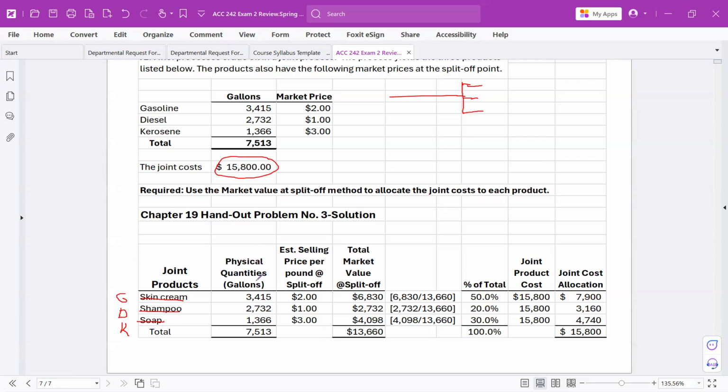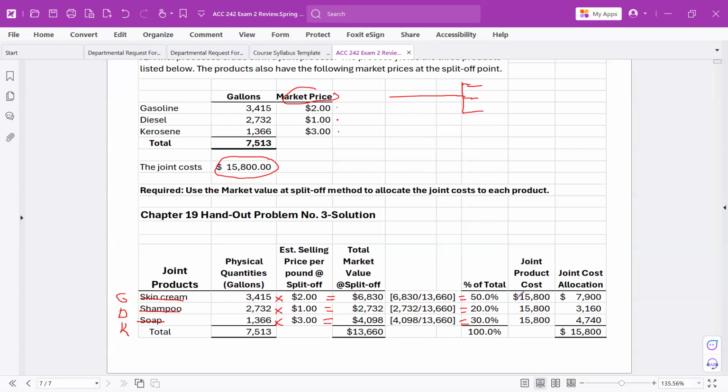So the physical quantities are listed here, and you want to multiply times the market price, right? The $2, the dollar, and the $3. So the quantity times the price gives you the market value, and you want to do that for each of these three products. And then once you get that market value, you're going to use the market value to determine the percentage. So the 6830 divided by the 13660, that gives you 50%. And the 2732 divided by the 13660, that gives you the 20%. And then the 4098 divided by the 13660, that gives you the 30%.